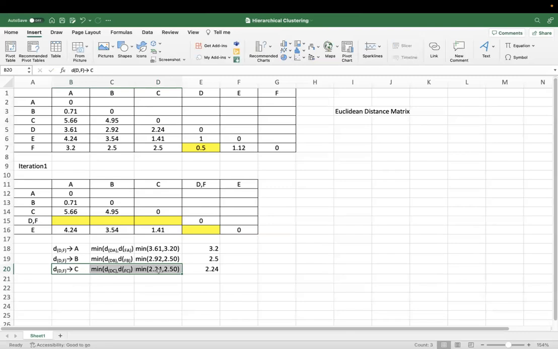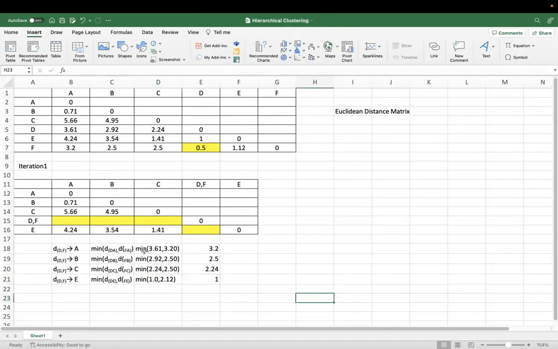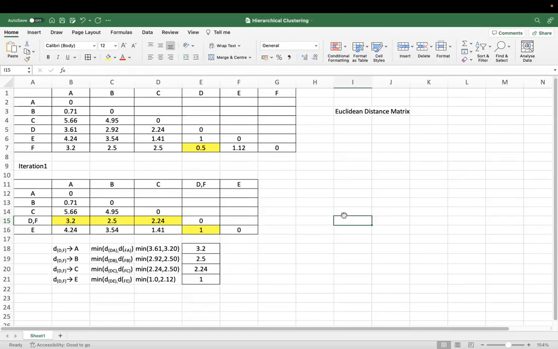Similarly, we have to find the distance between DF and E. The distance between D and E is 4.24, right? The other one is 1 point something, the minimum is 1. Now we will fill these values. This is 3.20, 2.5, this is 2.24. So we have iteration 1 done.